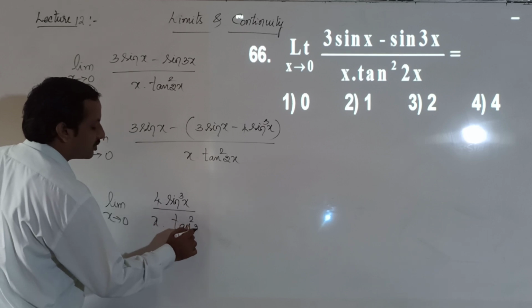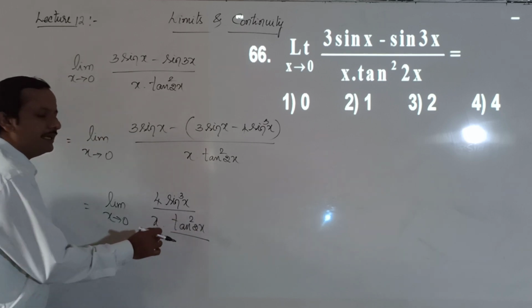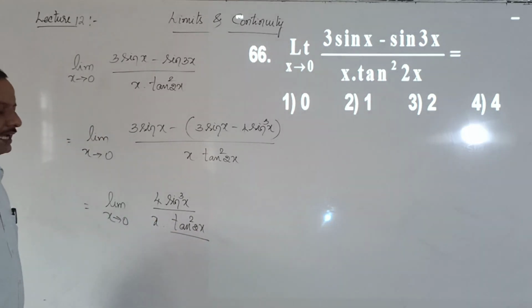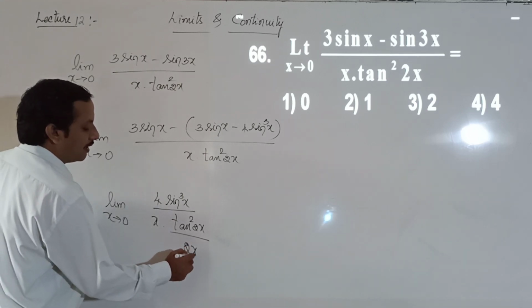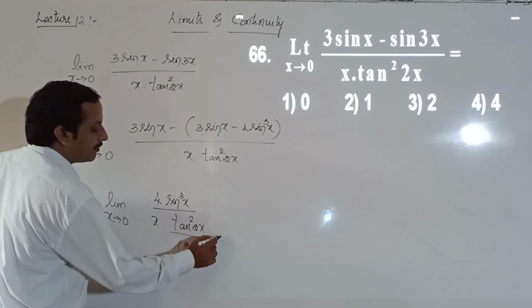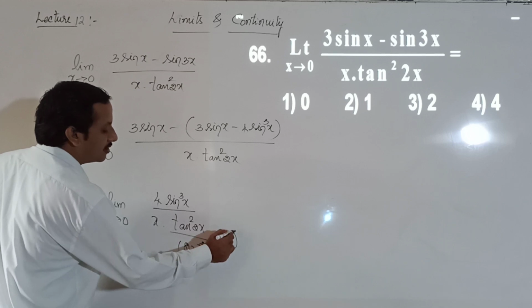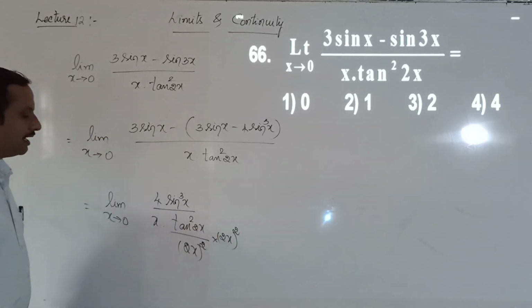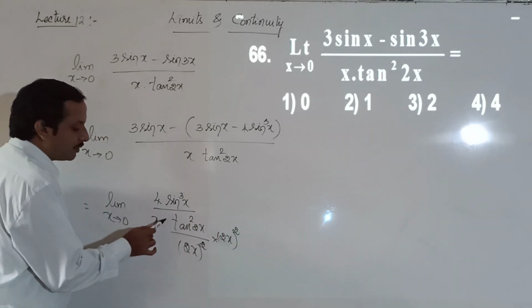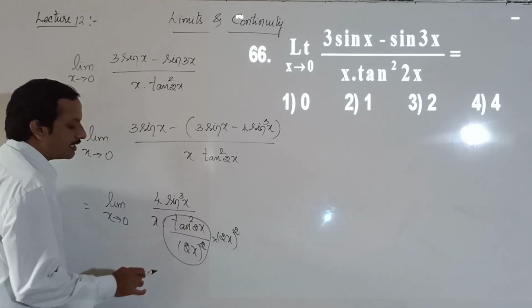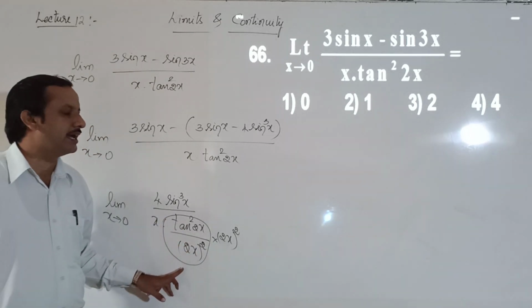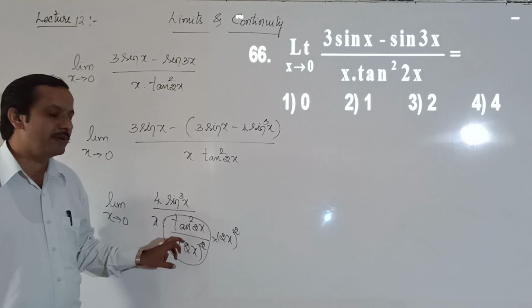So when you have tan square 2x here in its denominator, we would like to have 2x whole square. Okay, so I will multiply and divide by 2x whole square. The reason behind it is that as x approaches 0, tan square 2x divided by 2x whole square becomes 1. This expression will become 1.